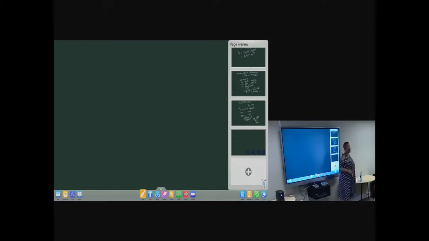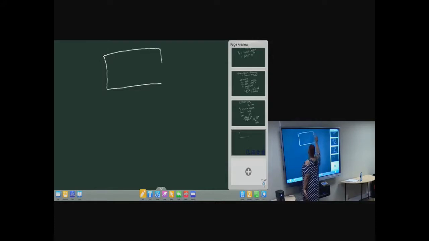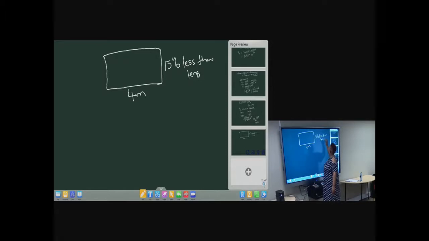The percentages, as I have mentioned, they apply right through the topics. There can be a scenario now where you are given a rectangle. Then with this rectangle, they give you dimensions. They say this side is 4 meters. And they will say the other side is 15% less than length.